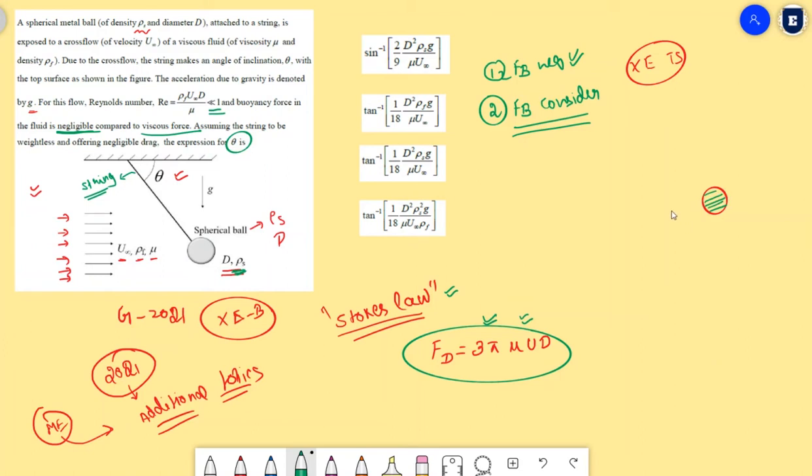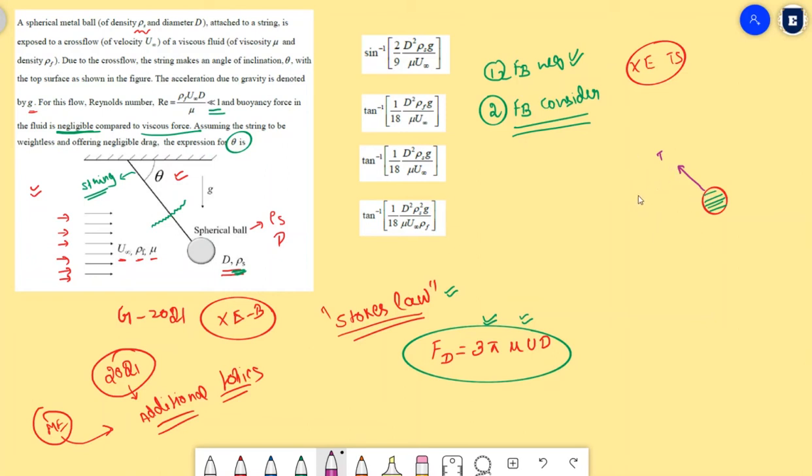Now we need to draw the free body diagram. Let us consider I'm cutting it here, and I'm drawing the free body diagram. Due to this string, there is going to be a tension developed in the string, right? What about the angle? Let us talk about the angle later. There will be tension here.